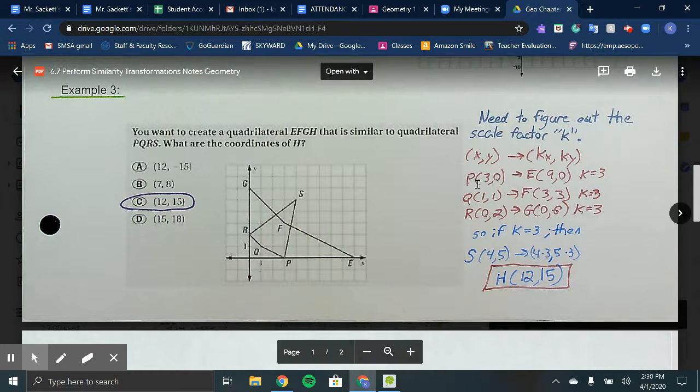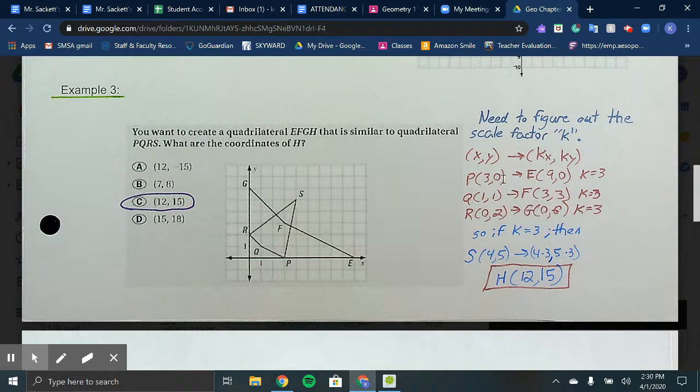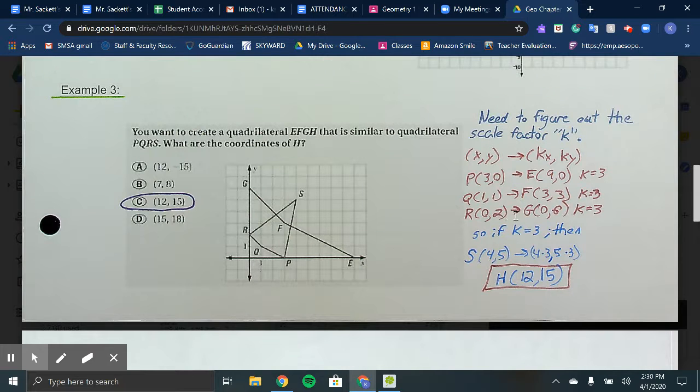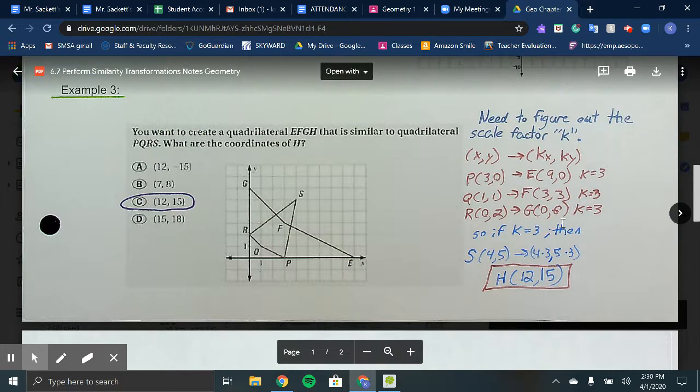So how did I get from P to E? Well, P was at (3, 0). E was at (9, 0). So our scale factor was multiplying each by 3. From Q to F, same thing. From 1 to 3, had to multiply by 3. And then on R, (0, 2), how did we get to (0, 6)? That's also a scale factor of 3. So I know my scale factor is 3.